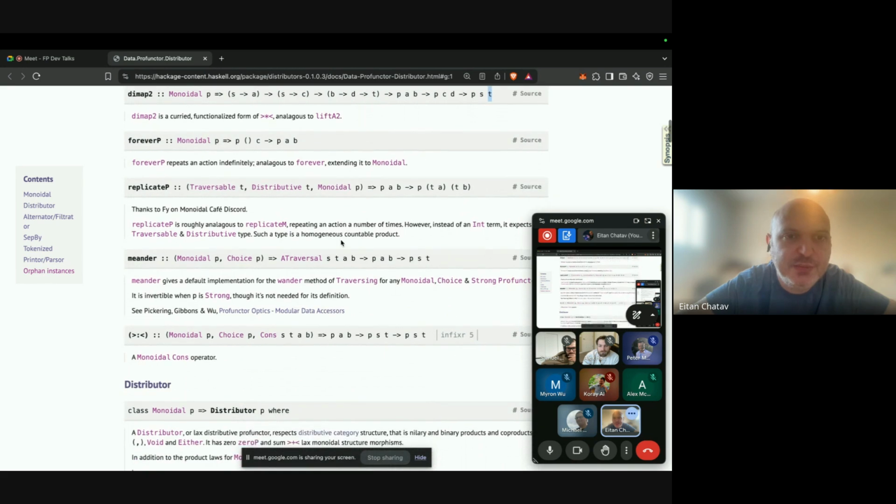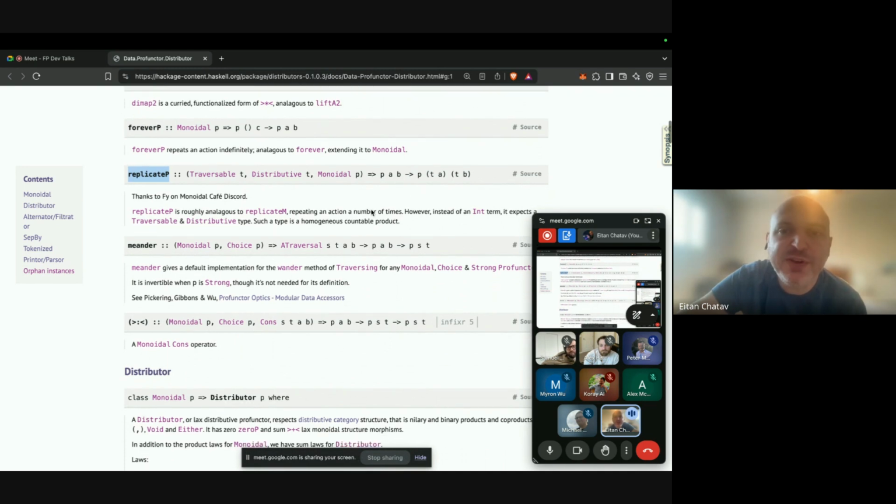Okay. And we can define forever P, which is an analog to forever. And we can define replicate P, which is sort of roughly analogous to replicate M, which remember repeats an applicative action an integer number of times, except here, instead of giving it an integer argument, I give it a type level argument: the container it's producing, instead of just being a list, is any traversable and distributive T.